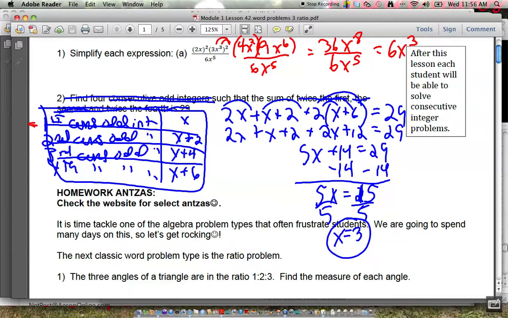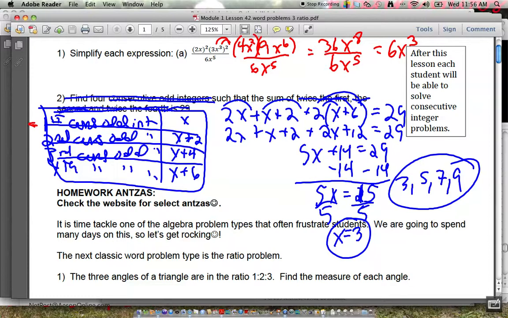Am I all done? No. Why am I not all done? Billy? Because it says you have to find 4. That's right. So the first one's 3. What's next? 5. Next? 7. Next? 9. There are my 4 consecutive odd integers. Okay?